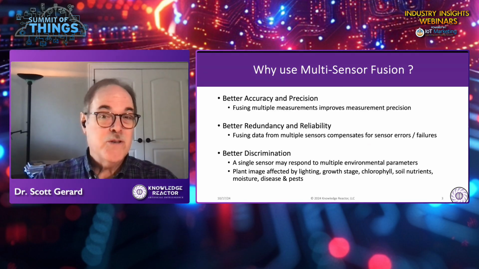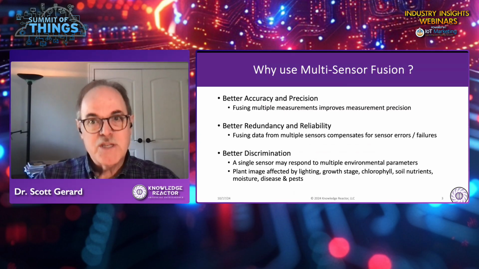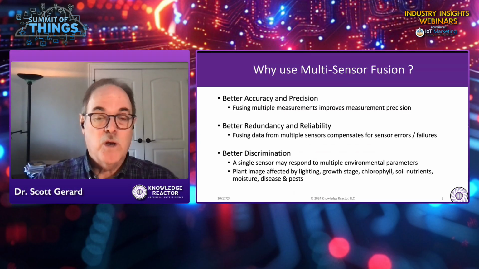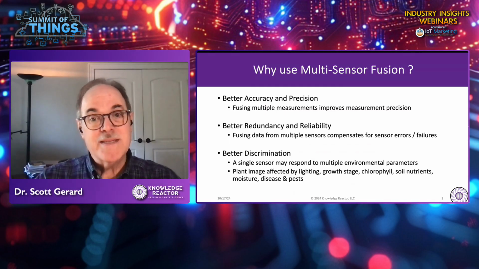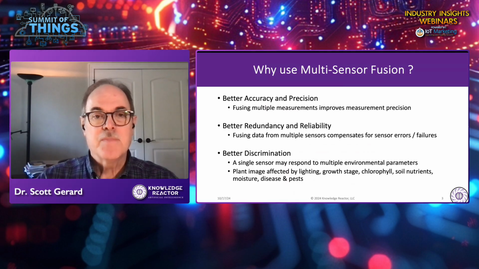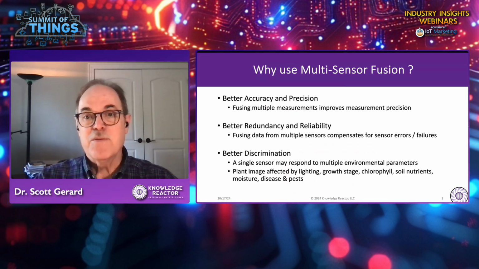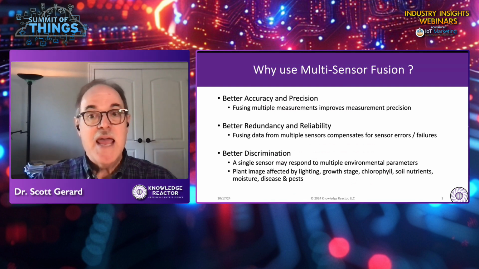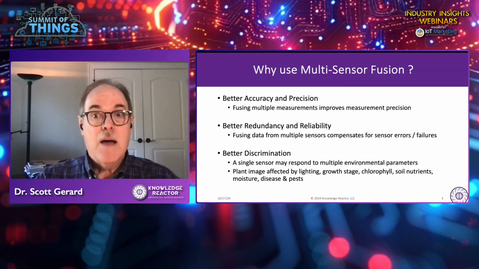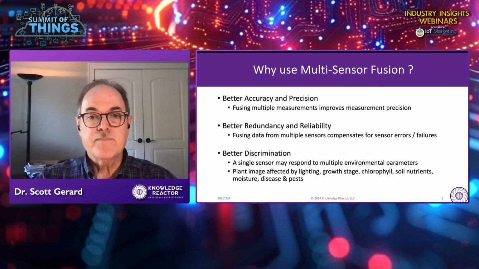So why do you want to do it? Well, more sensors, more measurements give you improved accuracy and improved precision. That's one really good reason. You don't have to rely on one sensor giving you the complete story. You've got multiple that you can compare against each other. It also is going to give you better redundancy and reliability. So fusing data from multiple sensors compensates if one of the sensors isn't calibrated right or starts going wacky, or if it actually fails altogether and doesn't report any information at all.